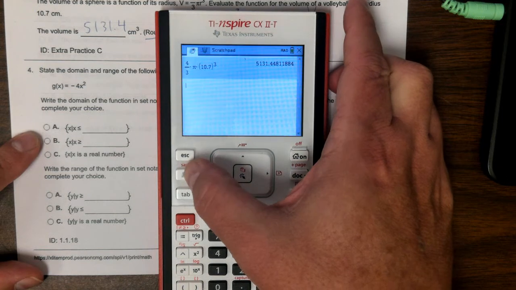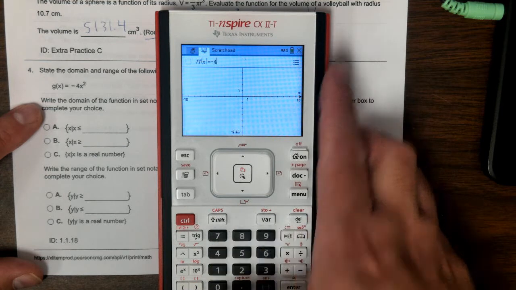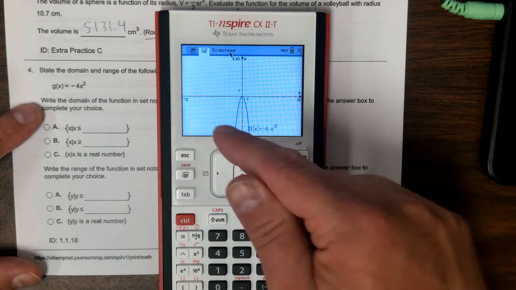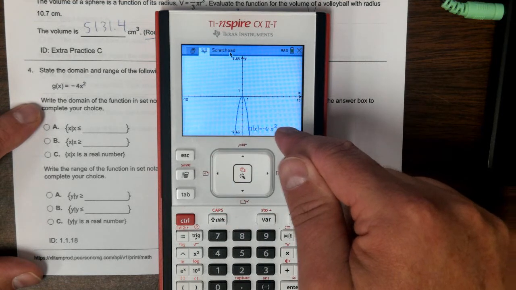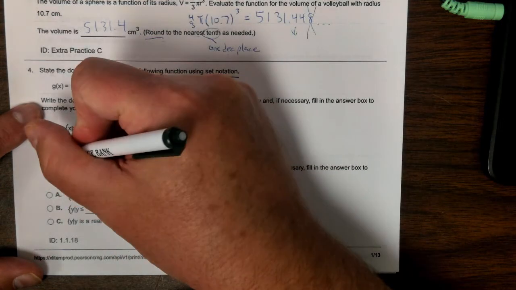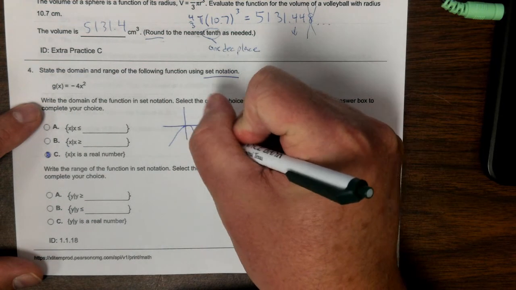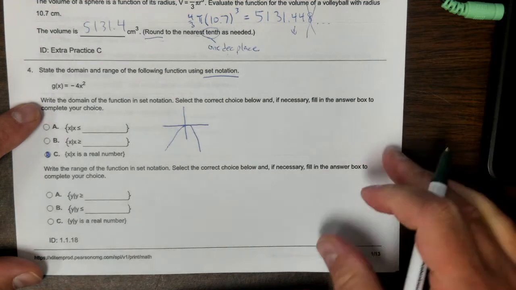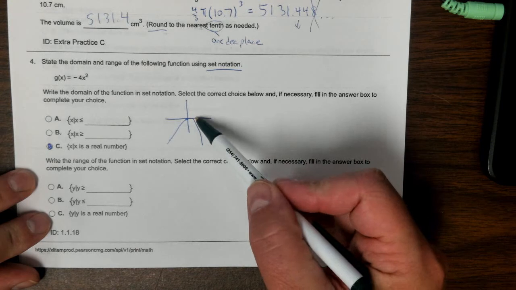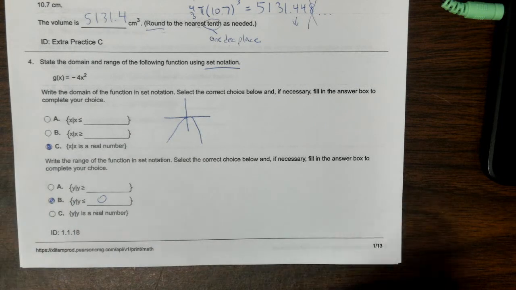I'm just going to hit this twice to get to a graph screen. I go negative 4x squared. That should be upside down. And there's no limitations for x, and so that's basically all real numbers. And so that's going to be like this. So it's all real numbers, but then for the range it's only 0 and below, and so you got to do y less than or equal to 0.